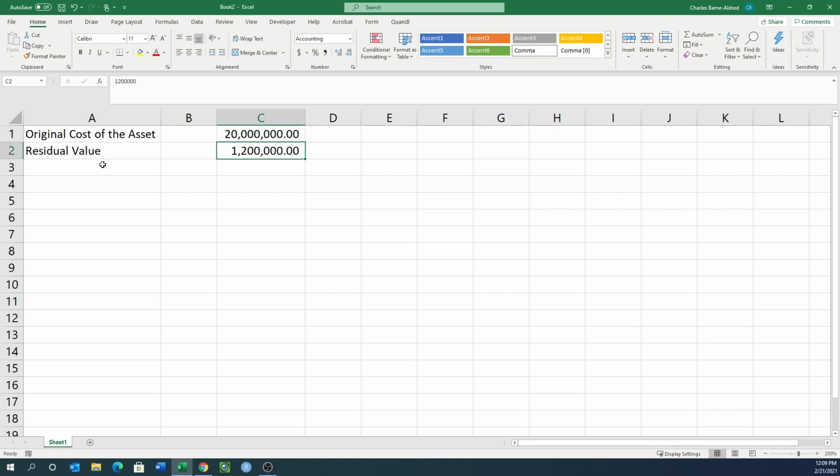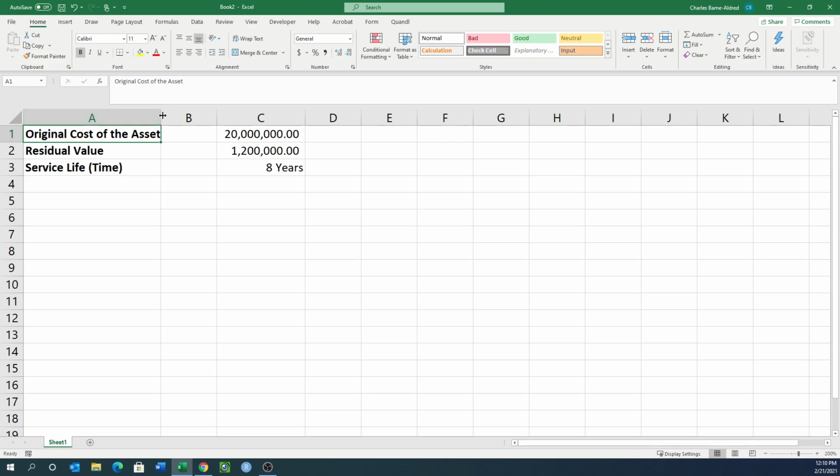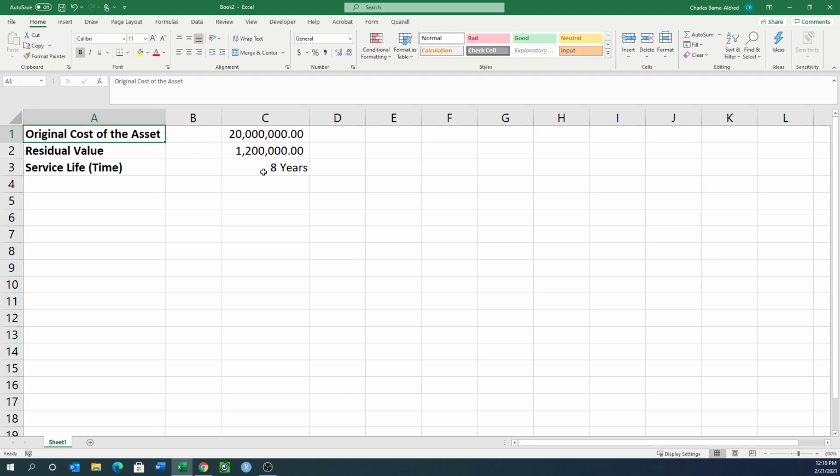So the amount that I'm going to depreciate is going to be the difference between this 20 million and 1.2 million over what I think the service life. I'm going to stay with time just to make this a little tractable, make this understandable. We're going to still stay with the service life, and we're using time as our basis. And I think the service life is 8 years. We'll put that over there.